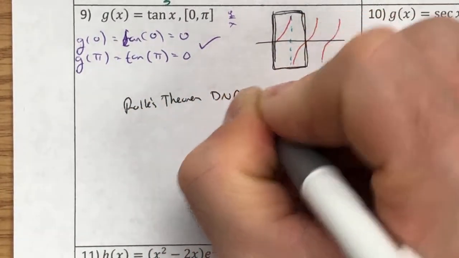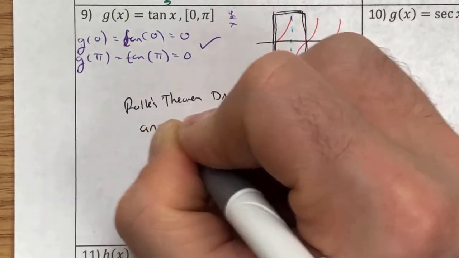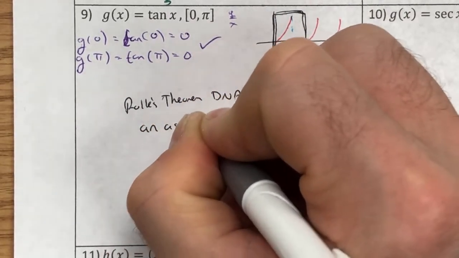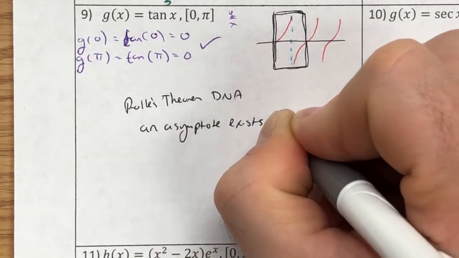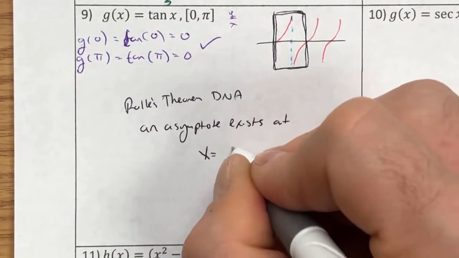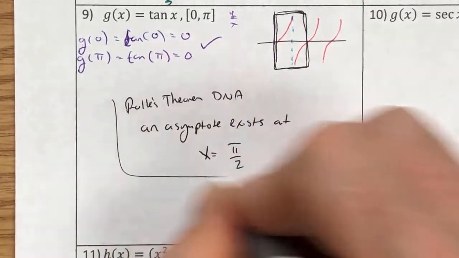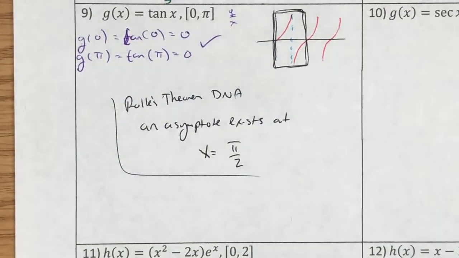Does not apply because an asymptote exists at x equals pi over 2, which is within our interval. So unfortunately, we can't do anything with number 9.